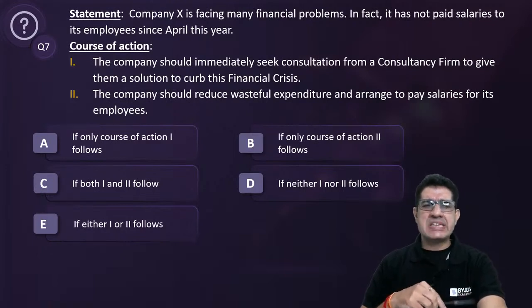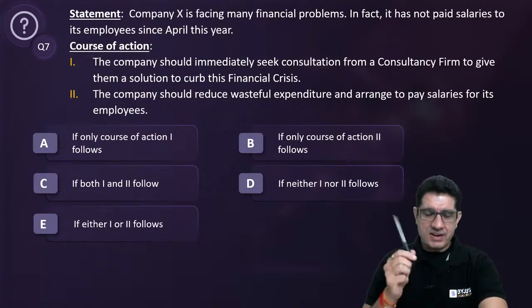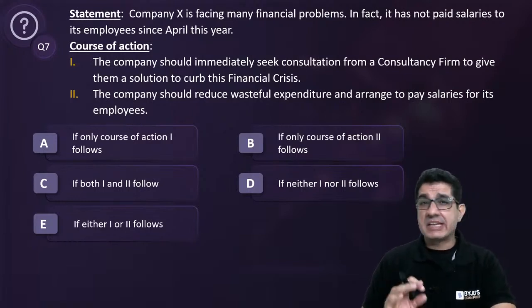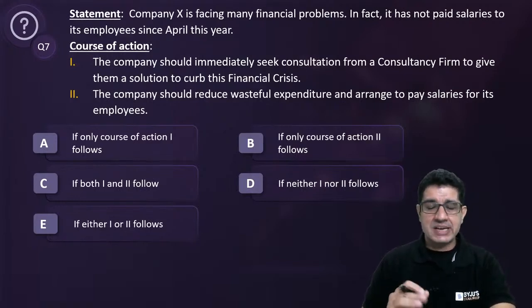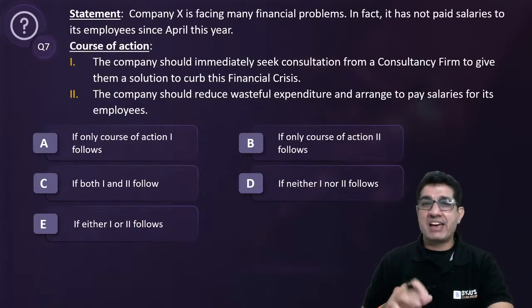Agrima, you have chosen E. So, any specific reason for choosing either first or second follows? Why either? Okay. So, course of action questions are basically decision making questions, right? When you decide to act, you always have an objective.